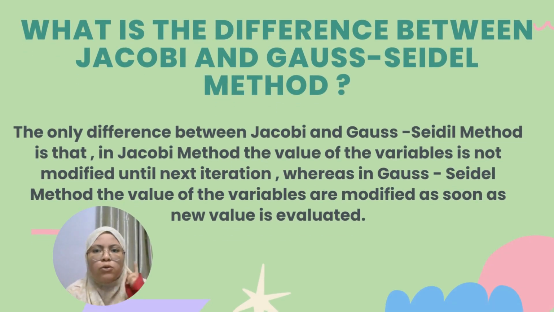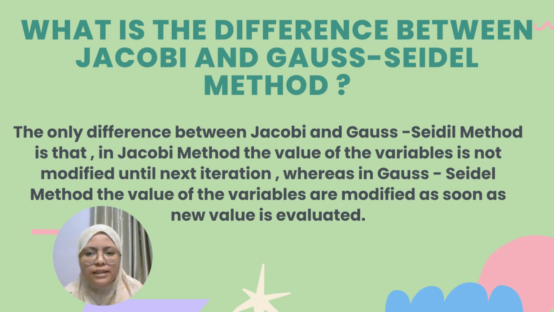What is the difference between the Jacobi and Gauss-Seidel methods based on the two calculations? The only difference between the Jacobi and Gauss-Seidel methods is that in the Jacobi method, the value of the variable is not modified until the next iteration, whereas in the Gauss-Seidel method, the values of the variables are modified as soon as a new value is evaluated.